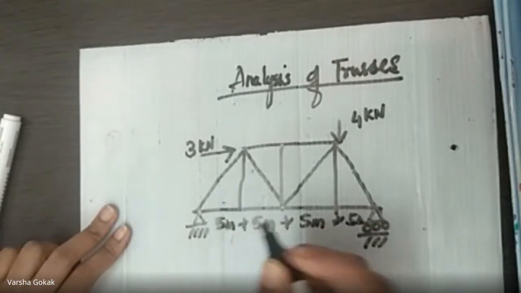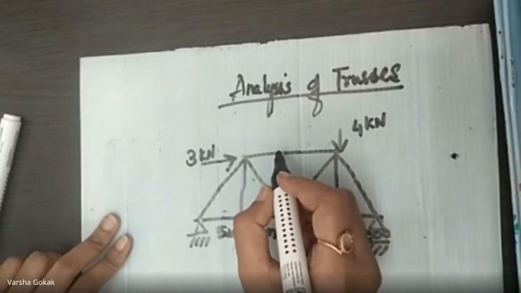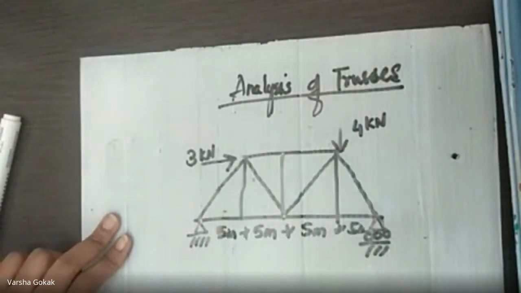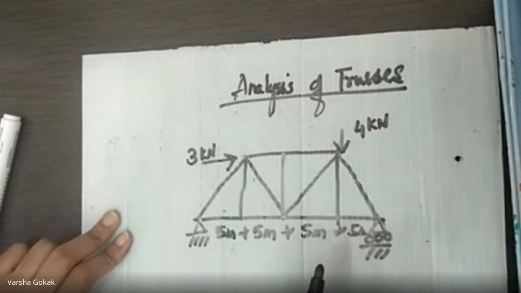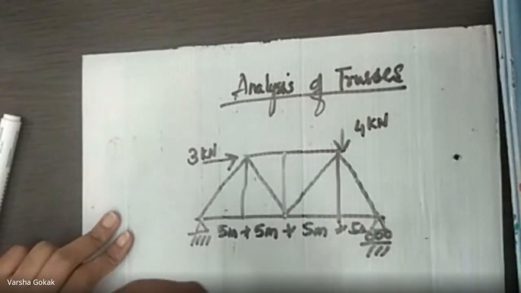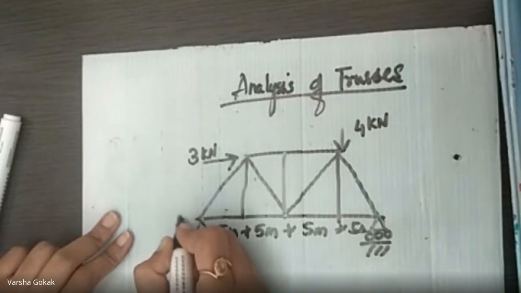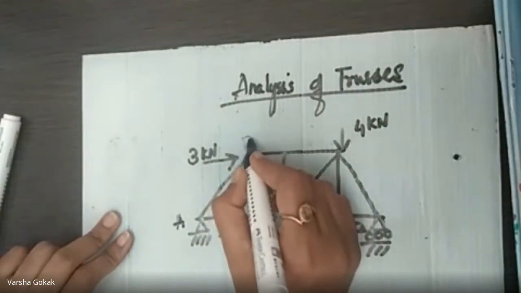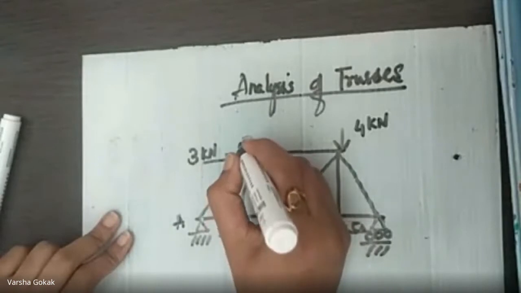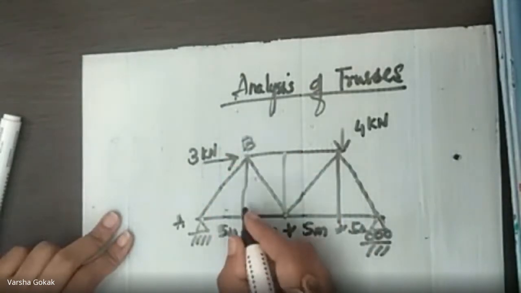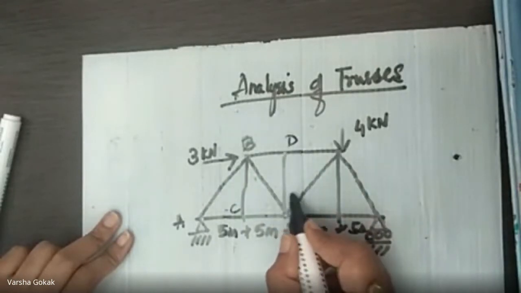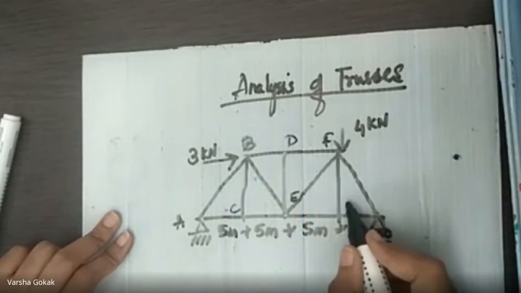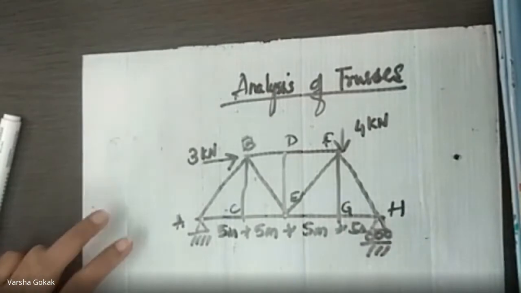So the base all are 5 meters. On the top, also it is 5 meters only. Understood, it is going to be 5. Right? Anything else? No. We will name them. So I'll name this as A. This is B. Here is C. Here is D, E, F, G, and H.